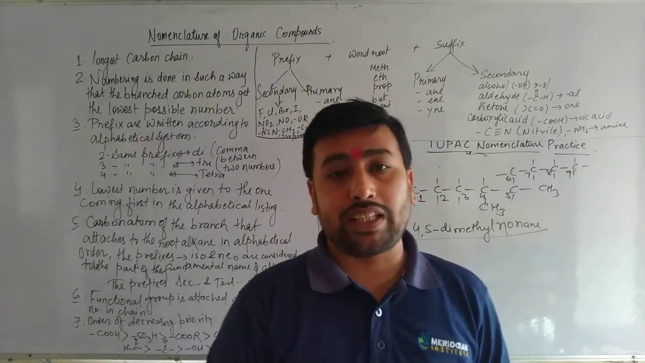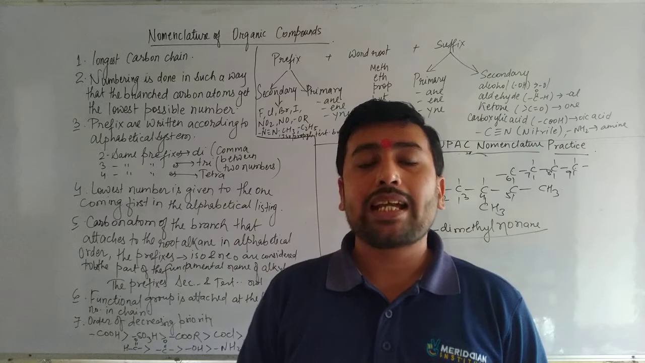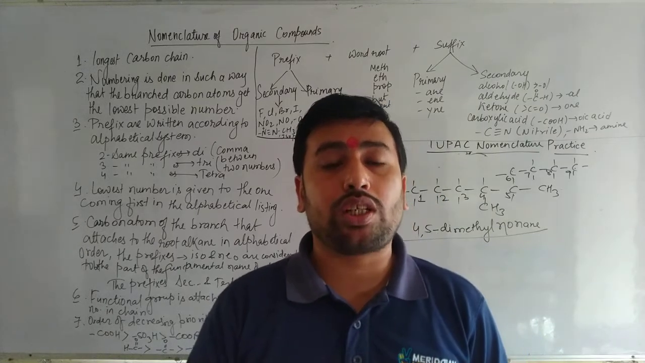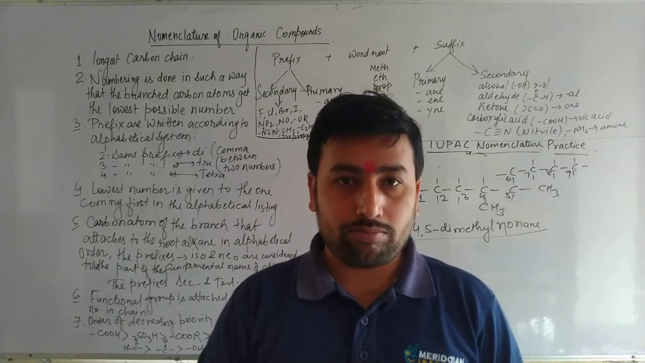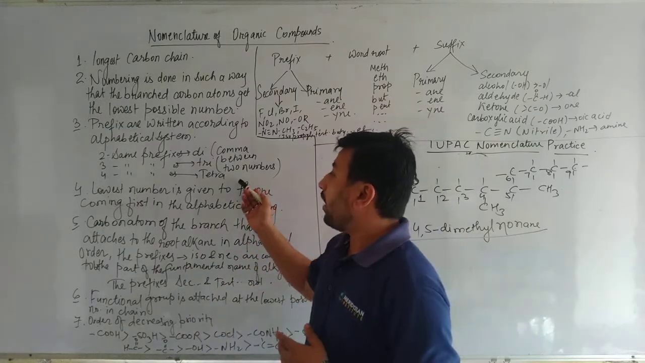If there are two same prefixes, then we will use di, but we have to mention the positions, and both the positions will have a comma between them. So this was our third point.